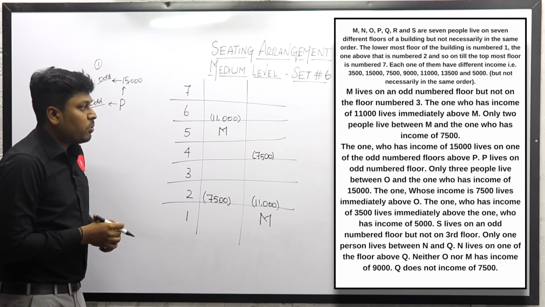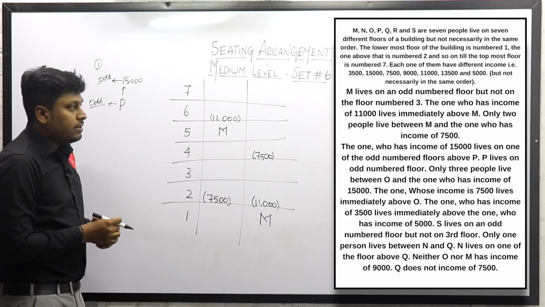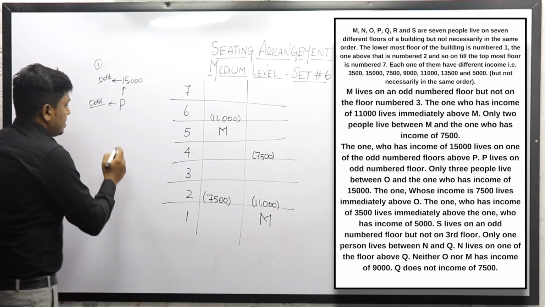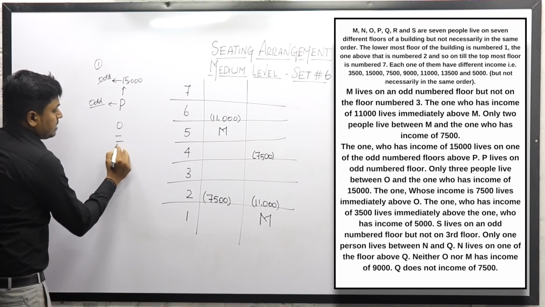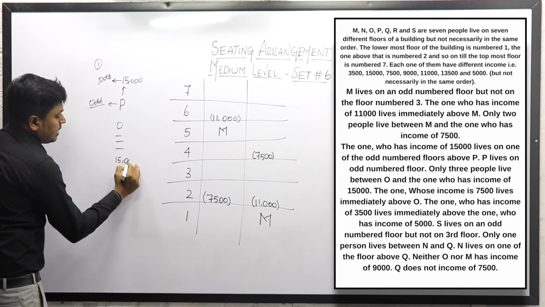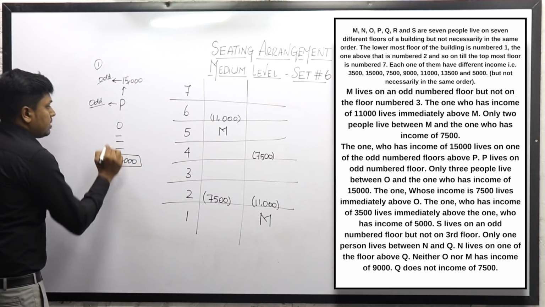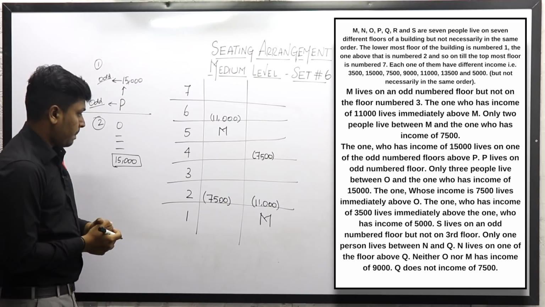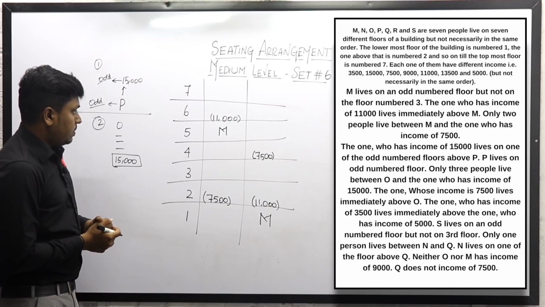Understood? So the next point: only 3 people live between O and the one who has an income of 15,000. So between O and the person whose income is 15,000, there is a gap of 3 people, right? So let me take it as clue number 2. Again we are getting many possibilities, right?